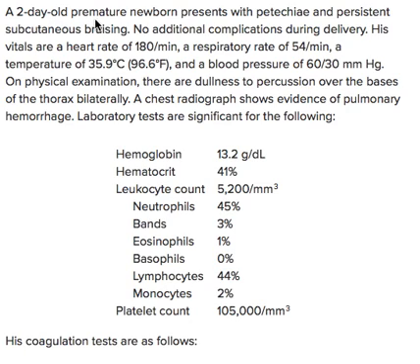A 2-year-old premature newborn presents with petechial and persistent subcutaneous bruising. No additional complications during delivery. His vitals are a heart rate of 180 per minute, a respiratory rate of 54 per minute, a temperature of 35.9 degrees, 96.6 Fahrenheit, and a blood pressure of 60/30 mmHg.